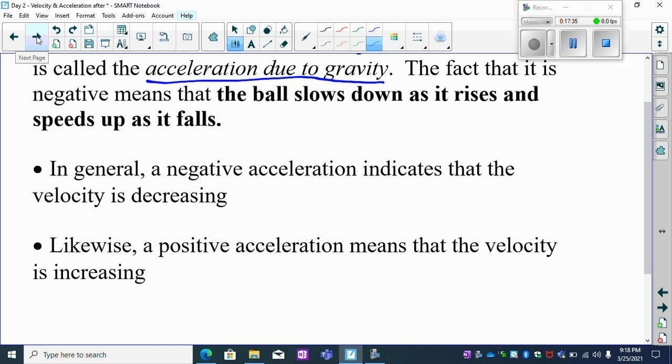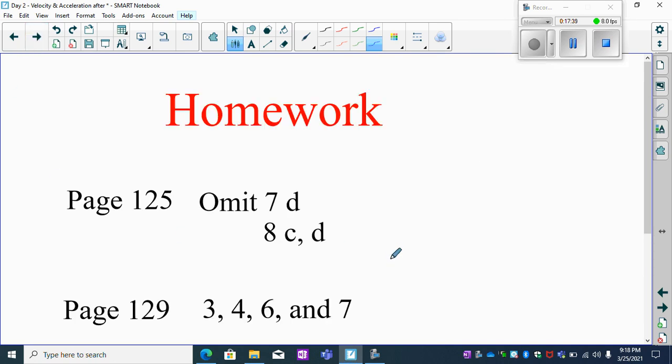So, that's it for rectilinear motion. You can try these questions on page 125 and 129. Okay, if you have any questions, just let me know.